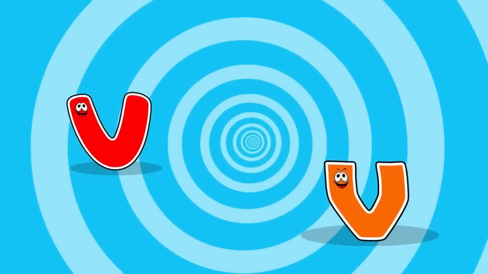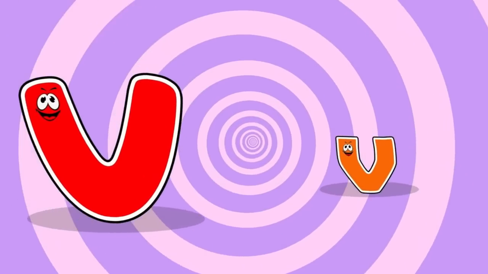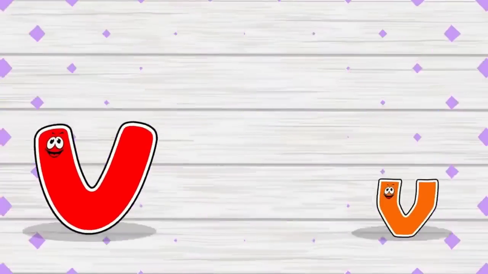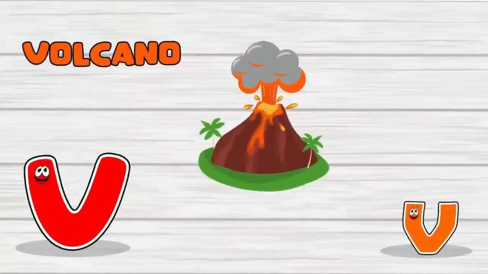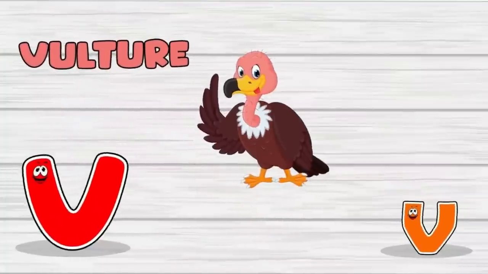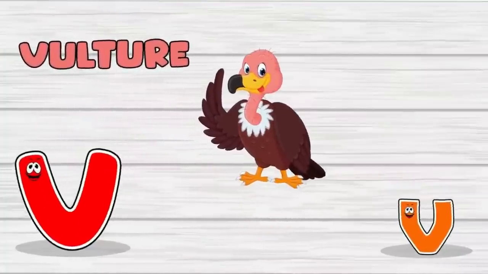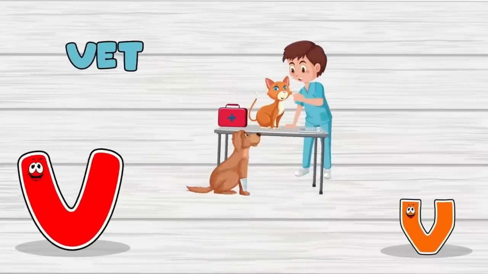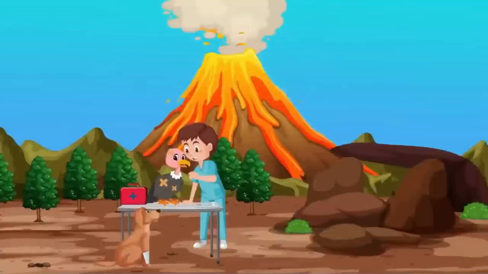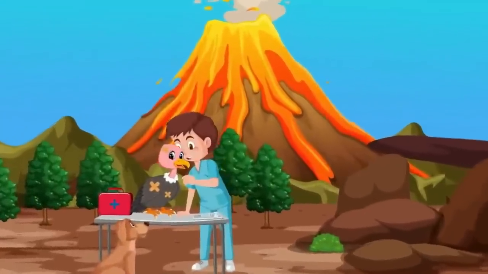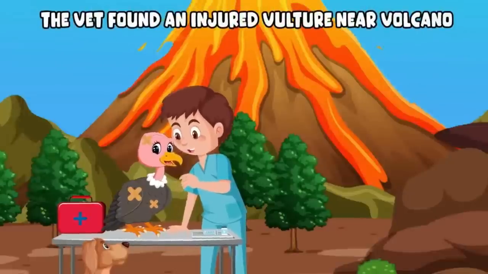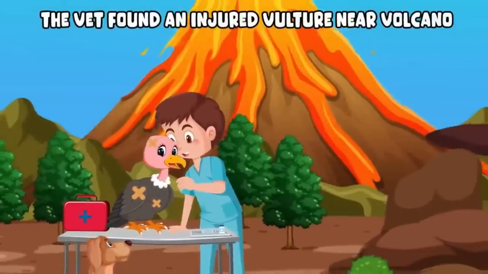V sounds v, v, v, v. V as a volcano, v, v, volcano. V as a vulture, v, v, vulture. V as a vet, v, v, vet. The vet found an injured vulture near volcano.